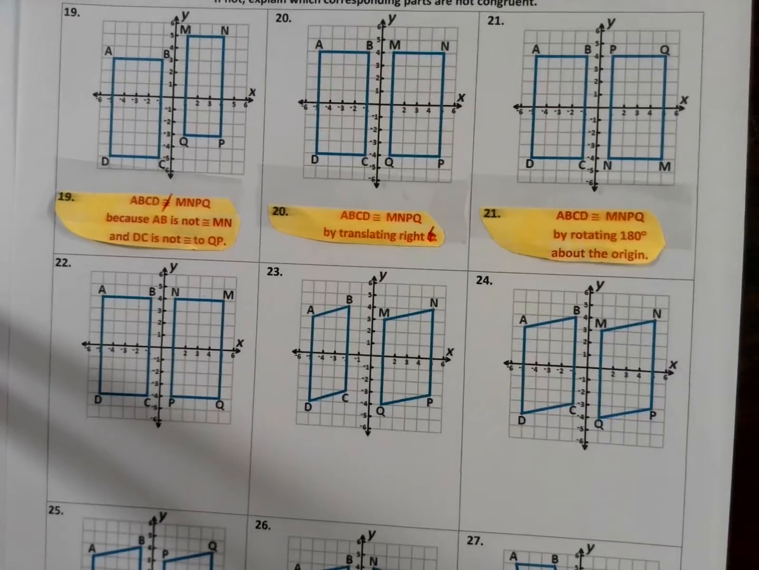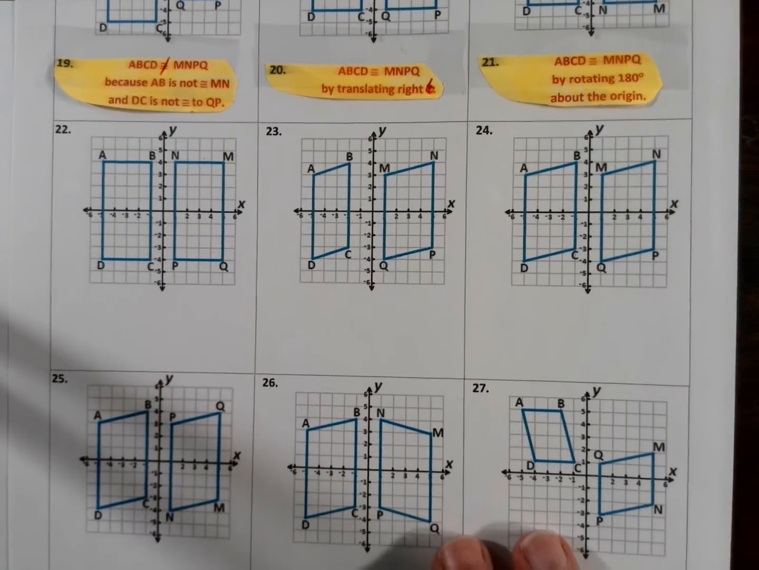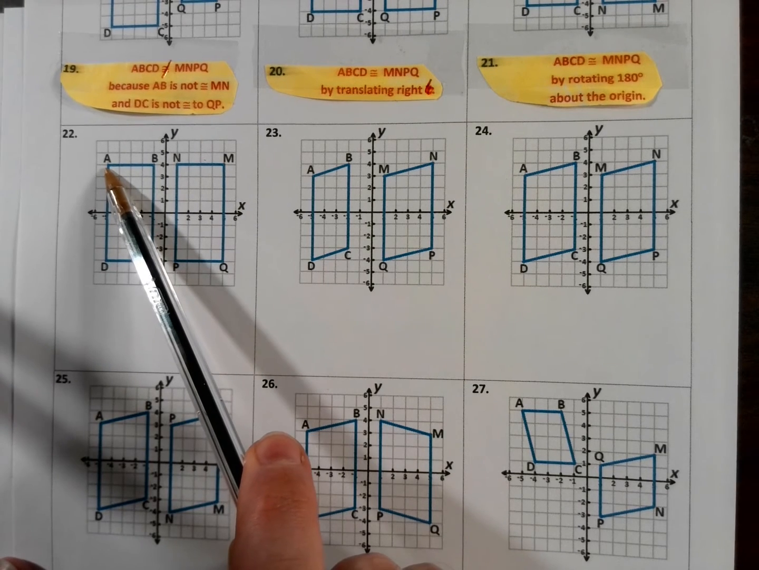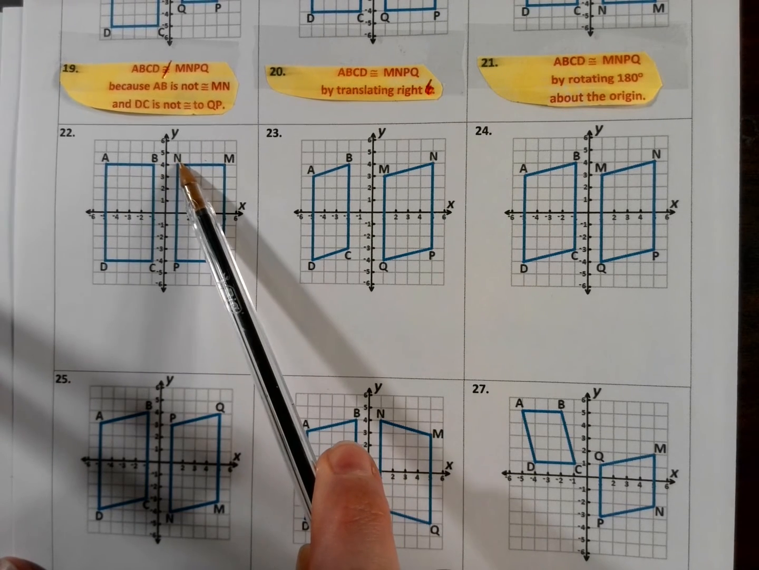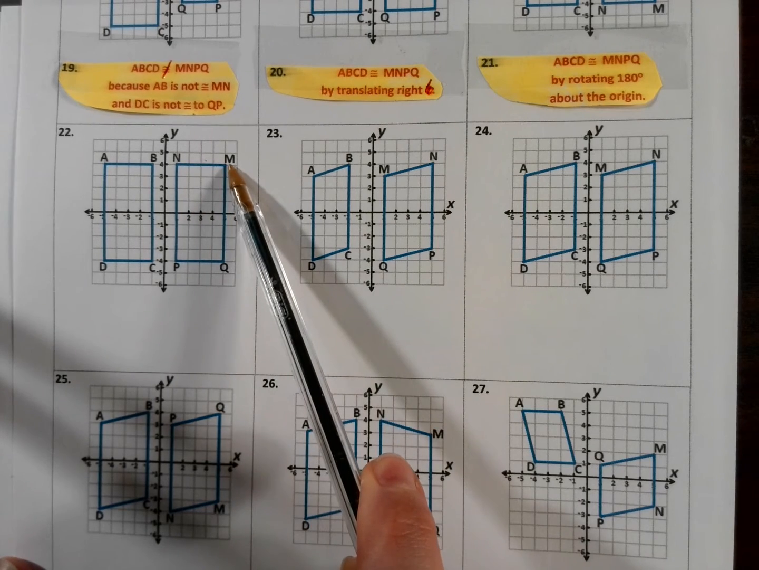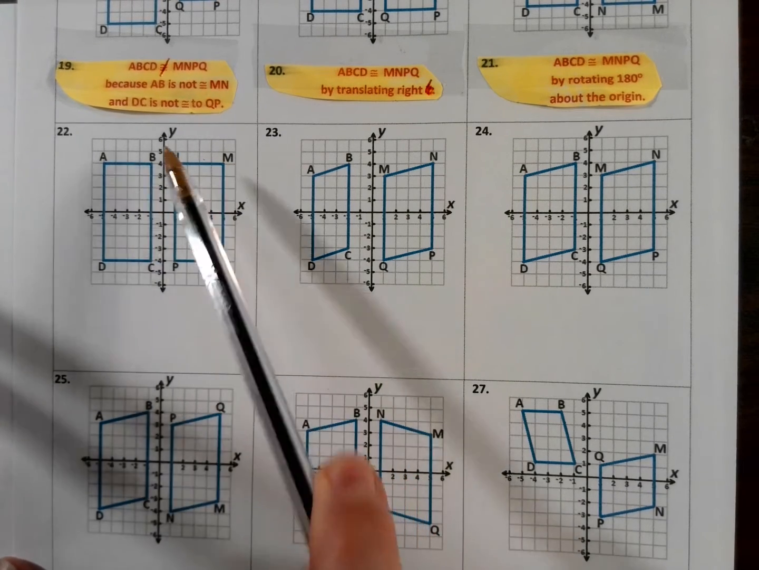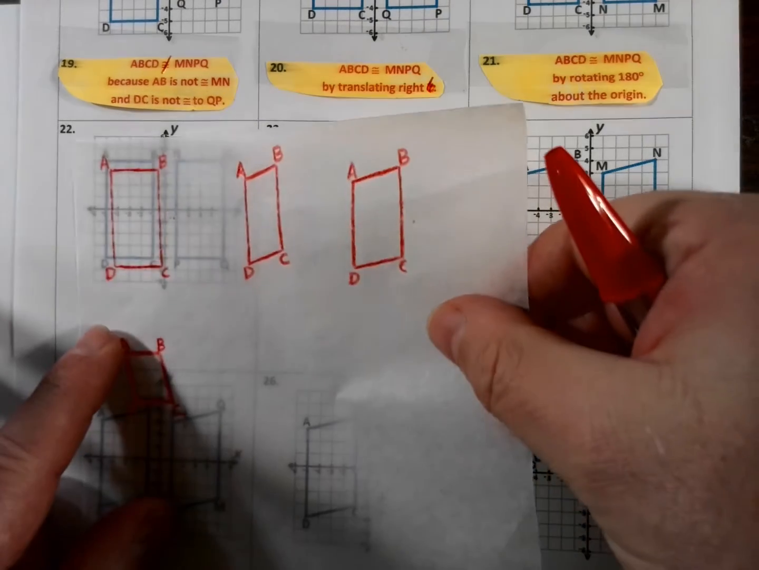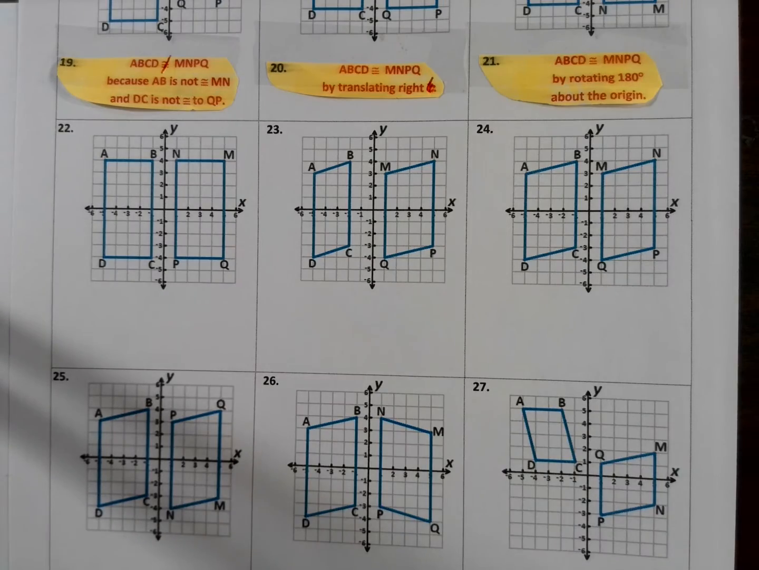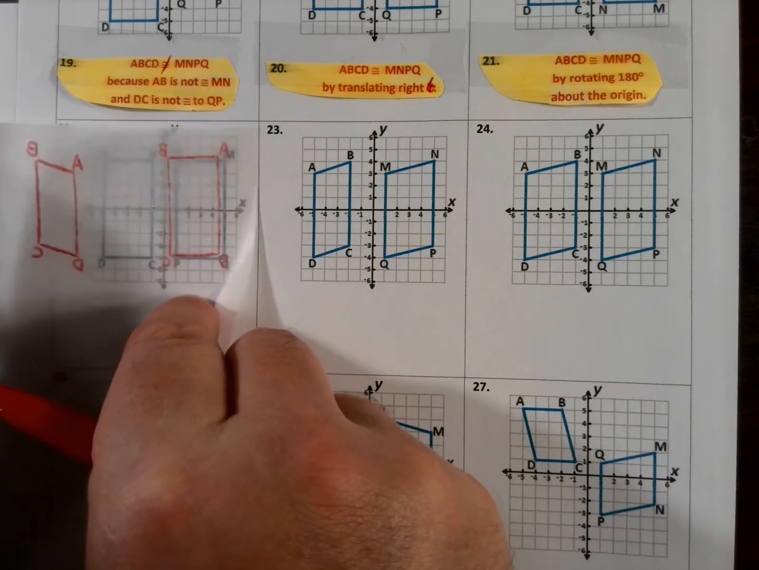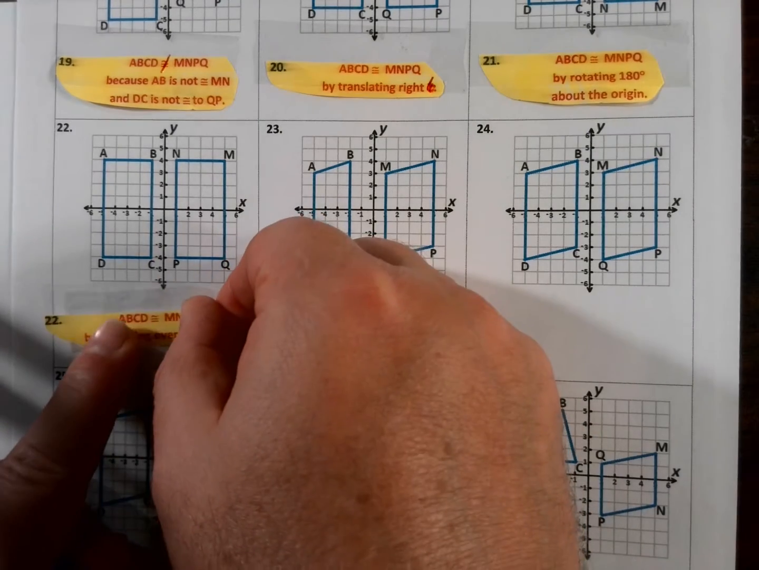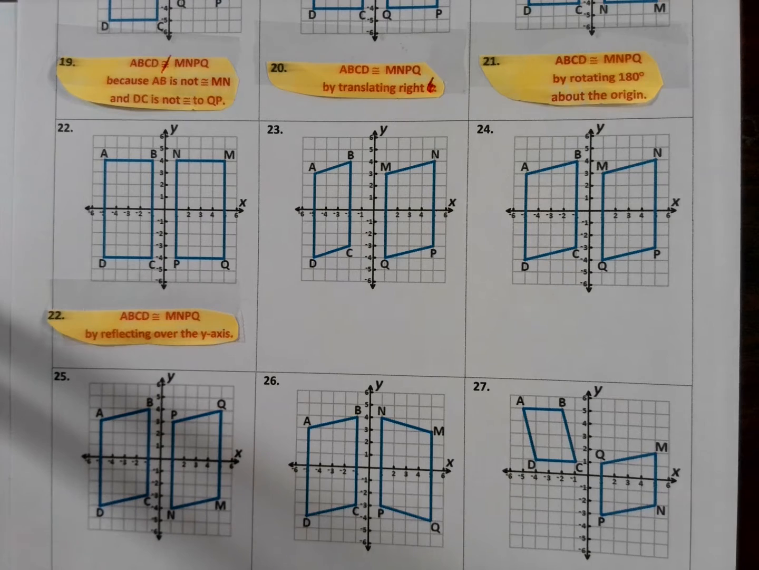If we look at number 22, again, we have point A here, but instead of being here for M, M is here. The only way that can happen is if we have a reflection. So if we take ABCD, we flip it, and notice that we have a match through a reflection over the y-axis. And that's what would be the reason for the quadrilaterals being congruent.